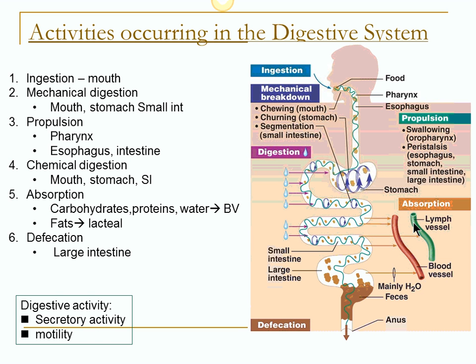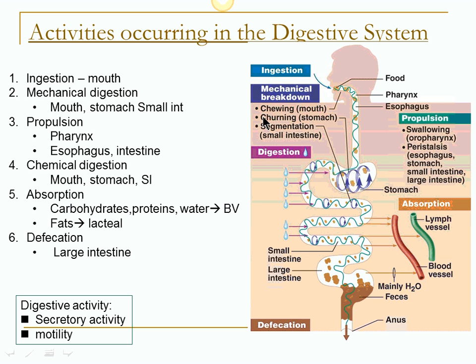So let's begin with what activities occur in the digestive system. The first thing is, of course, you take food in through the mouth, and that is known as ingestion. After that, you begin to mechanically break down food. The first area where that happens is in the mouth, where you chew your food, and the idea is to break it down into smaller particles so that it can be acted upon by the various enzymes.